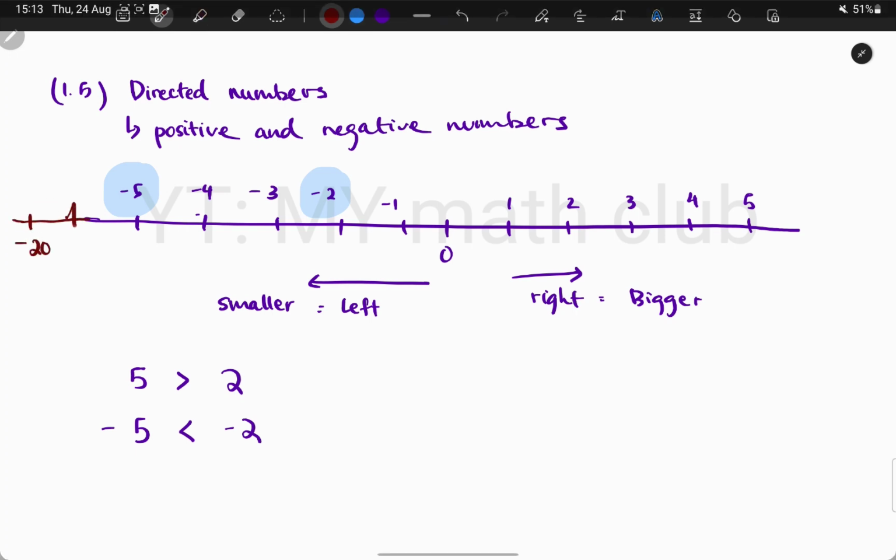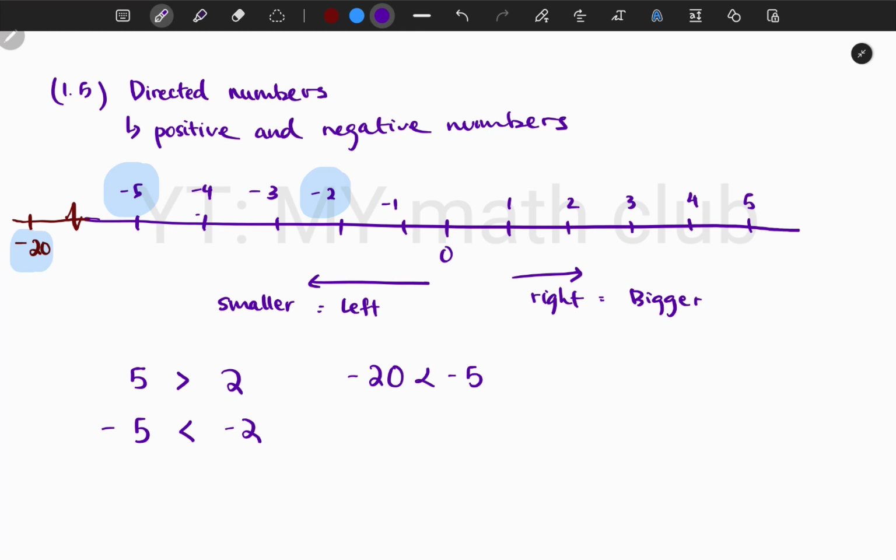So let's say, for example, we go even further to the left. We take negative 20 and it looks like a bigger number, but in fact, the value here is actually smaller than negative 5. So the further left you go on this number line, the value of the number is just going to get smaller and smaller.